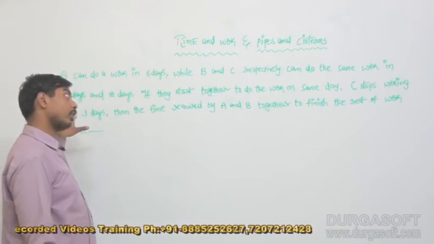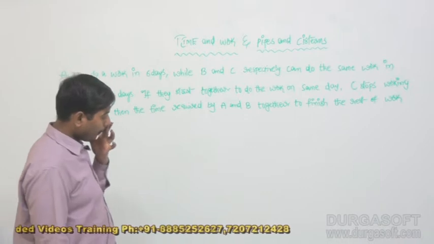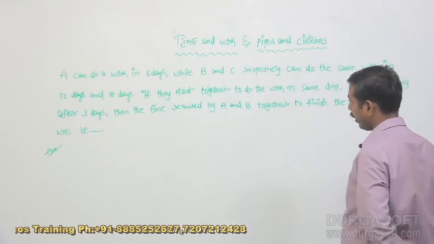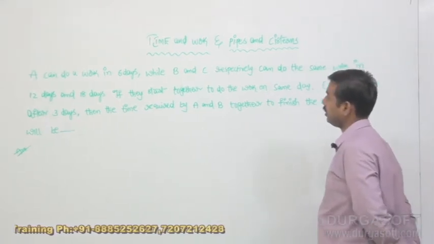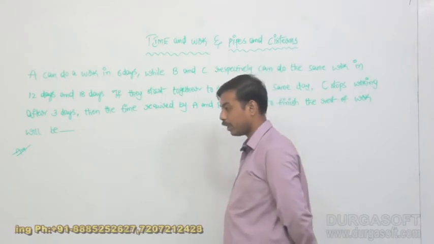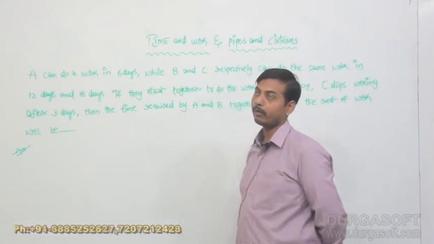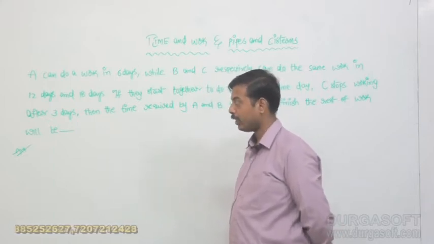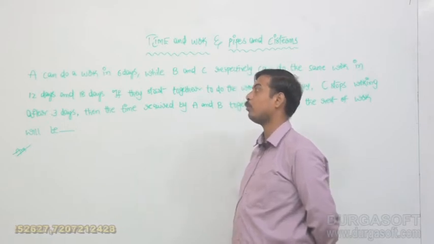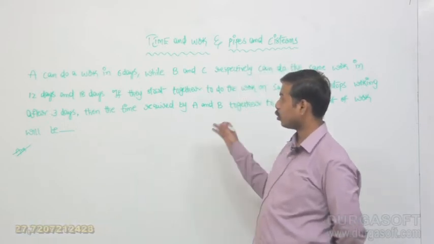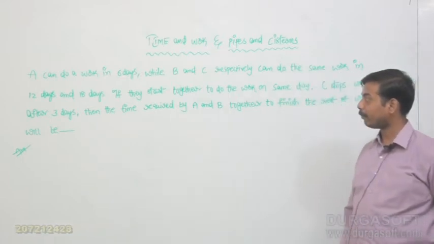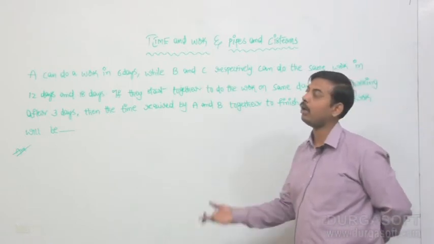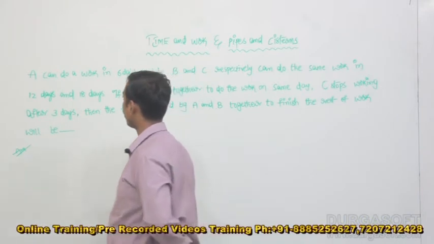C stops after working 3 days means A, B and C, these 3 people work together for 3 days, and after 3 days Mr. C left from the task. Then definitely from next day onwards the rest of the work should be completed by A and B only together. Why? Because only 2 people remain in the task. Now the question statement is also like that. Then the time required by A and B together to finish the rest of work, how many days? That is what our question.